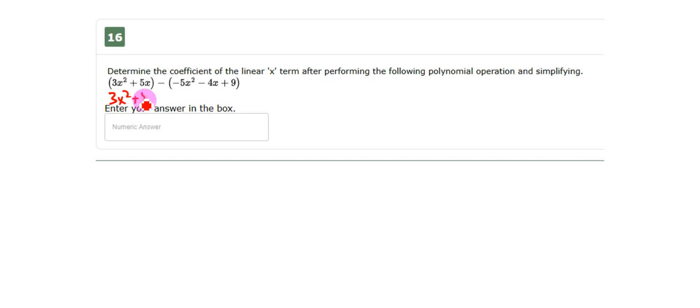All right, this we're just combining like terms. 3x squared plus 5x plus 5x squared plus 4x plus 9. So that would be 8x squared plus 9x plus 9. And they just want the x term. They want the coefficient of the x term. That's all you need.